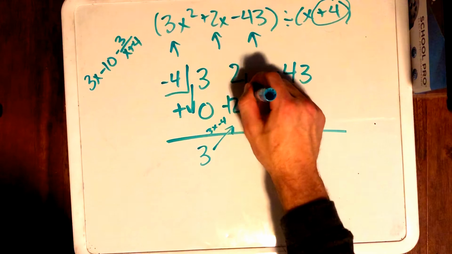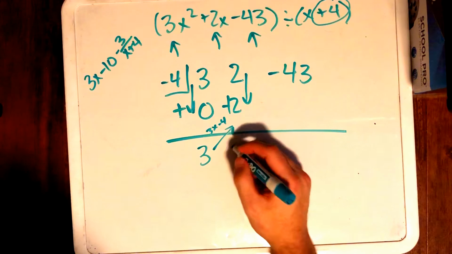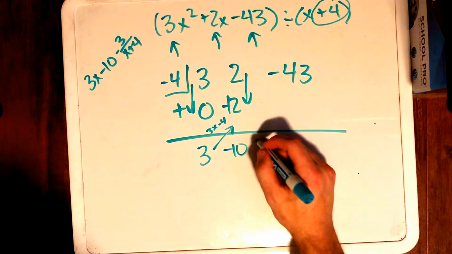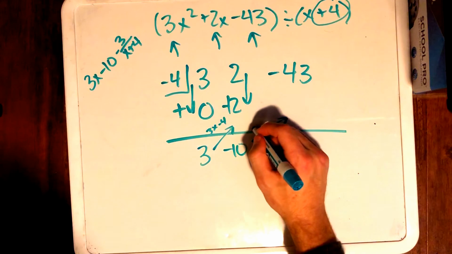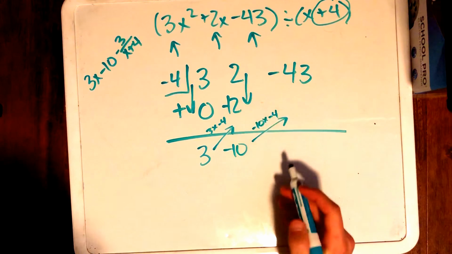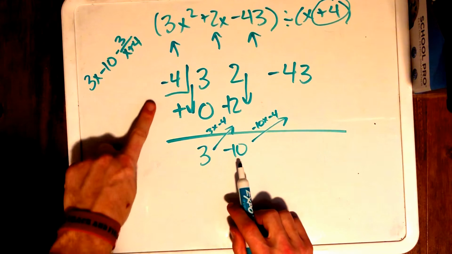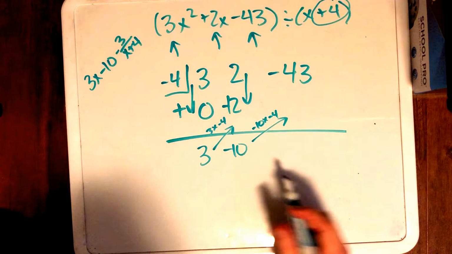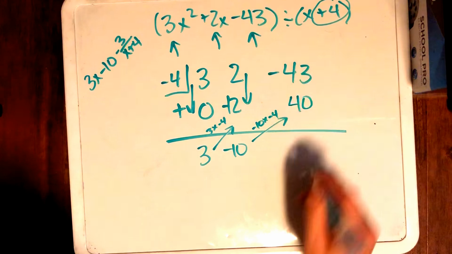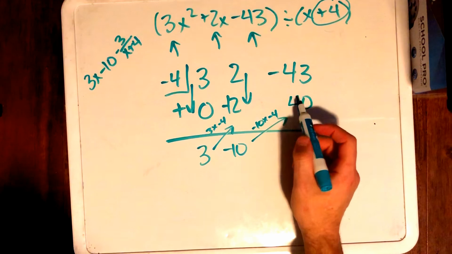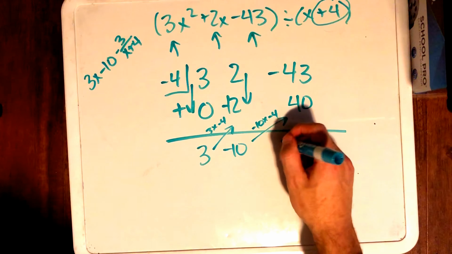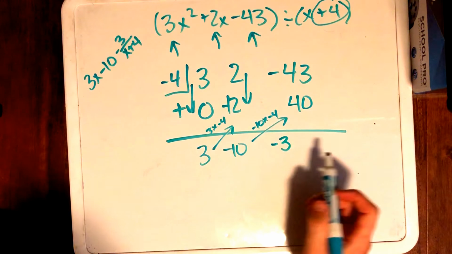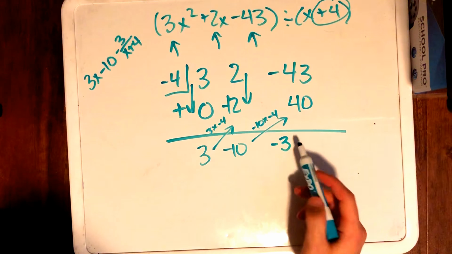Now we're doing an addition again, 2 plus negative 12 gives us negative 10. Now we're doing our multiplication again to get us to here. We have negative 10 times negative 4, again multiplying by what's up here. That gives us a positive 40. So what we're left with, negative 43 plus 40, gives us negative 3.